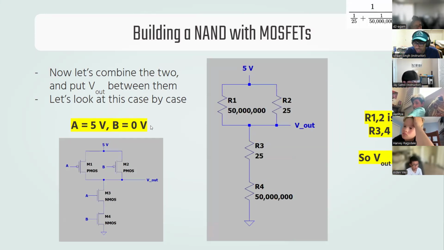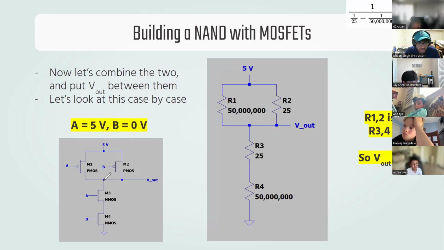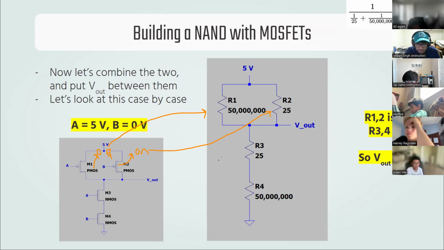If A is 5 volts and B is 0 volts, we again use the same logic, okay? So this PMOS transistor is going to be off, okay? Because it has a high gate voltage. This PMOS transistor is going to be on because it has a low gate voltage. So since this is off, we replace it with a big resistor. Since this is on, we replace it with a small transistor. This NMOS, M3, is this one going to be on or off? Tell me in chat. Is it going to be on or is it going to be off? On, right? This one's going to be on.